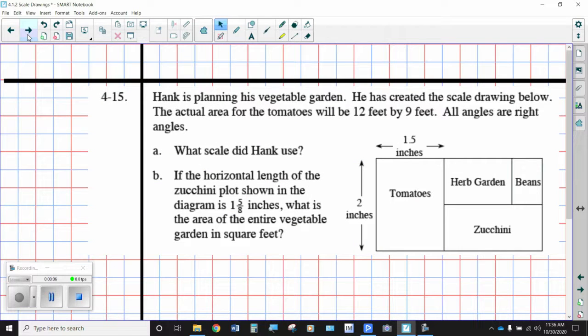Now let's take a look, jumping over problem 14 and going to problem number 15. It says Hank is planting his vegetable garden.